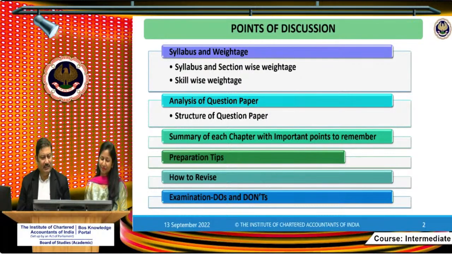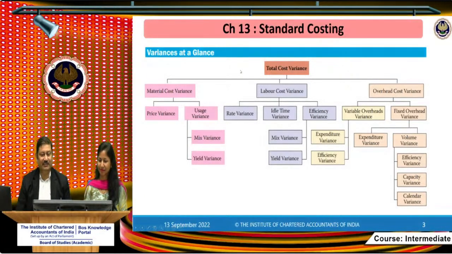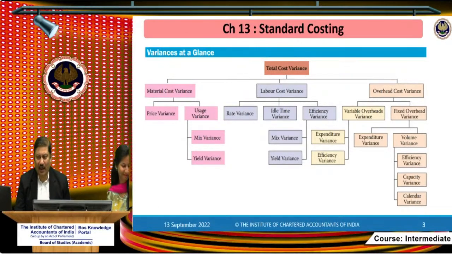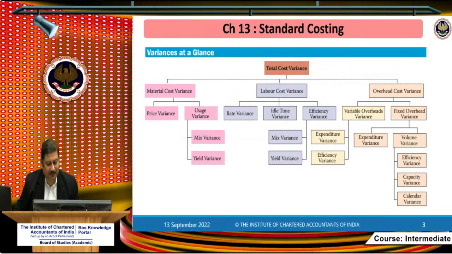This initial point of discussion we have already done, so there is no point discussing it once again. We'll be starting with standard costing first of all. At present, I'll be covering this particular part, so we are making a little bit of a space adjustment.